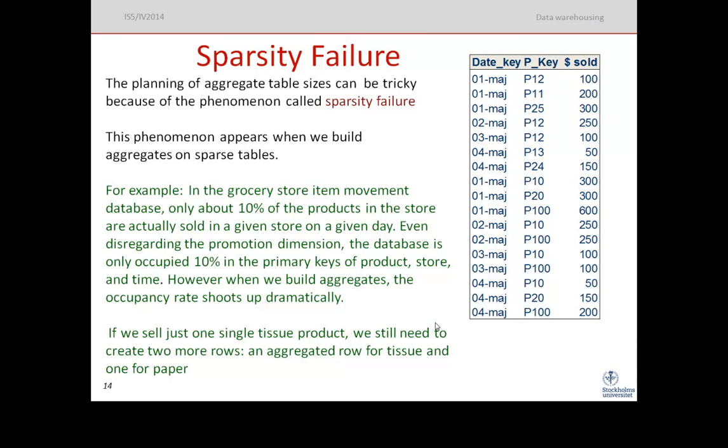So here, if we only sell 1 packet of pink tissues on 1st of May, even if it's only 1 small package, we need to update it in 3 different dimensional models. That means that with very diverse sales, where one product or one category has very few cells, our data warehouse will grow increasingly quickly, 3 times as quickly as if we did not have the aggregate. So sparsity failure is something that you really should consider. You need to analyze your data to see if it's a good solution or not.